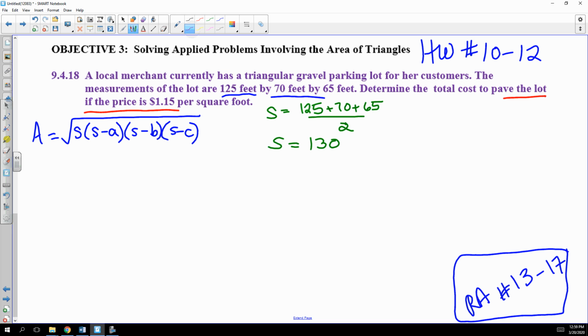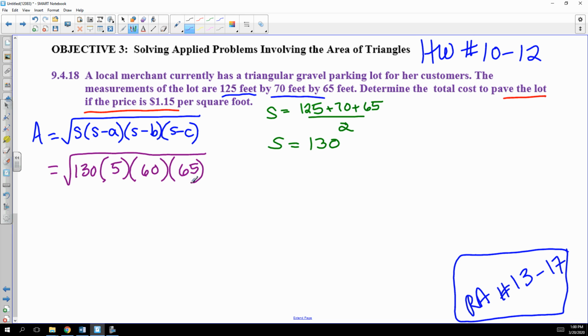So when I go to plug that in, this is going to look like 130 times, and then remember, if you do want to use parentheses, it's not going to be the end of the world. It's really not that big a deal, but I'm just going to go ahead and subtract it in my head. You might want to subtract it off on the side and make a list of what is s minus a, what is s minus b, and what is s minus c. So this is going to be 130 times 5, because 130 minus 125 is 5, and then 130 minus 70 is going to be 60. And then 130 minus 65 is going to be 65.